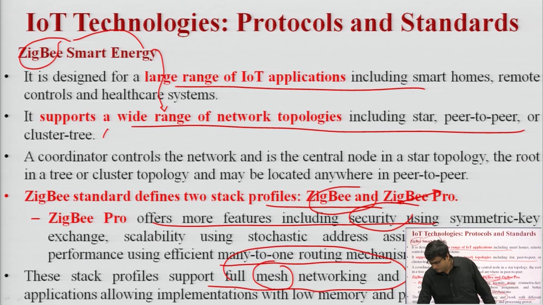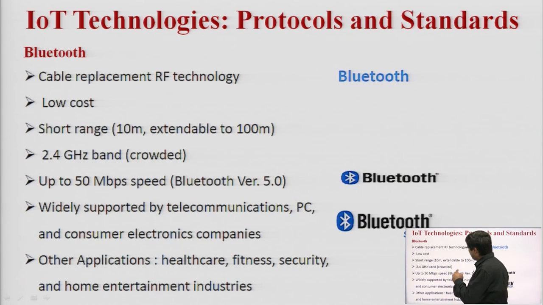Okay, so another standard is Bluetooth. We are using Bluetooth in day-to-day life. It is also a cable replacement RF technology. It is basically very low in cost and size. We are using Bluetooth headphones, which are basically 400 or 500 in cost. But it has a short range of up to 10 meters. If you are going for more than 10 meters, you cannot use Bluetooth devices. But it can be extended to 100 meters by using the Bluetooth low energy concept.